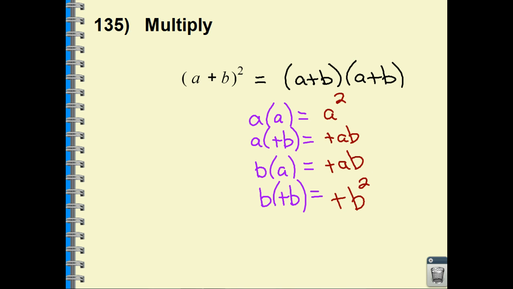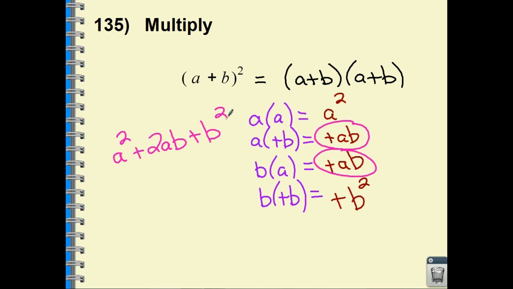Let's combine like terms. A to the second power is by itself. We have a positive 1ab and another positive 1ab. Put them together. We have a positive 2 of them. Positive 2ab, and then just a plain old b squared by itself. Final answer.